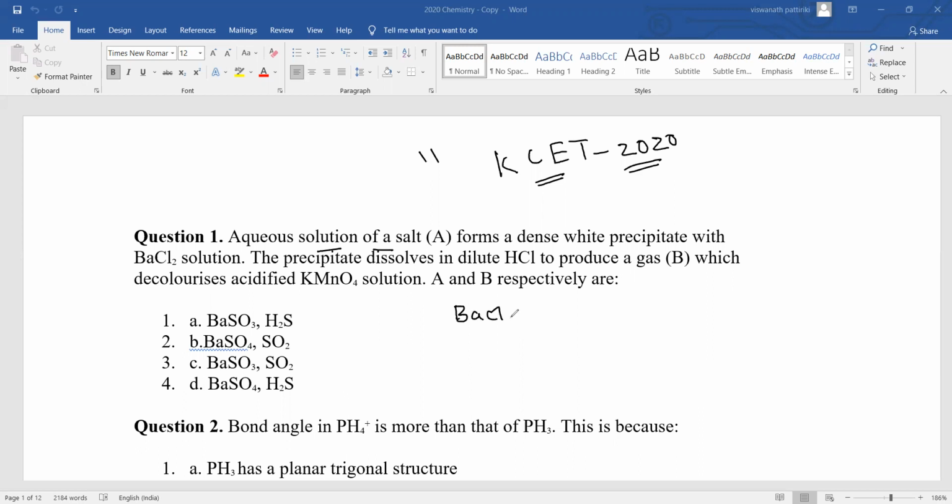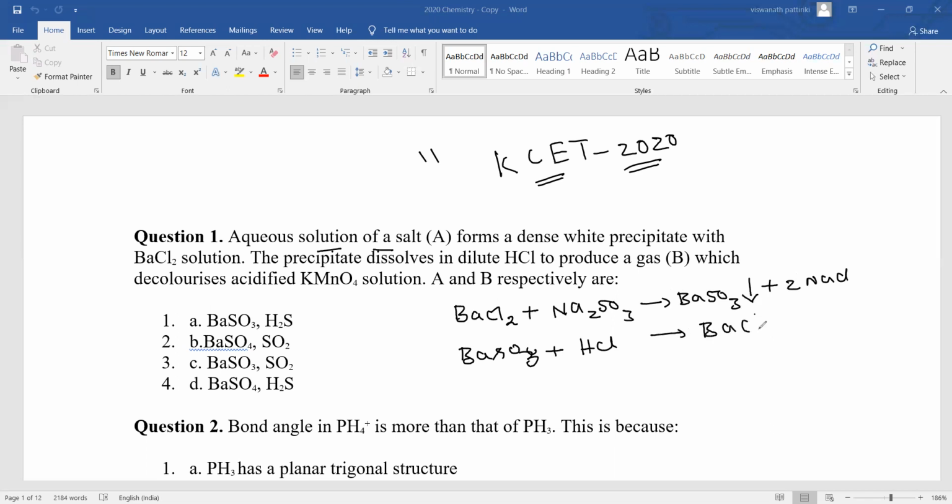So let's take barium chloride combined with Na2SO3, which gives rise to barium sulfite precipitate plus 2 moles of NaCl. This barium sulfite precipitate combined with HCl produces barium chloride plus SO2 gas plus H2O.